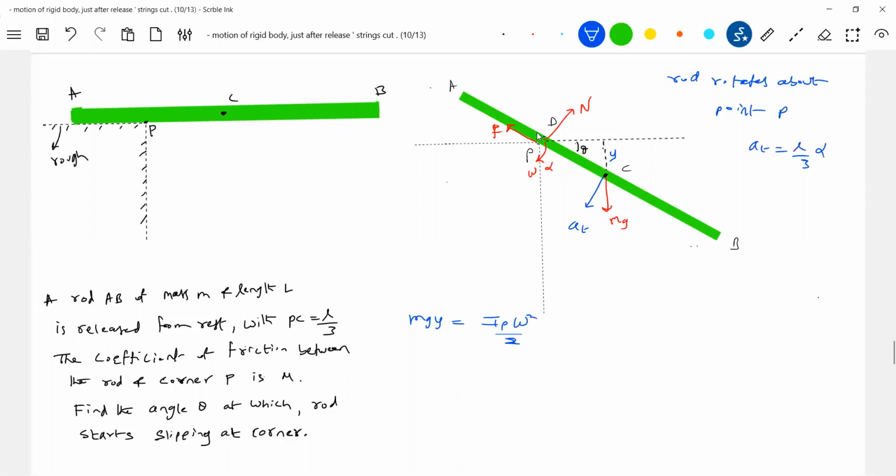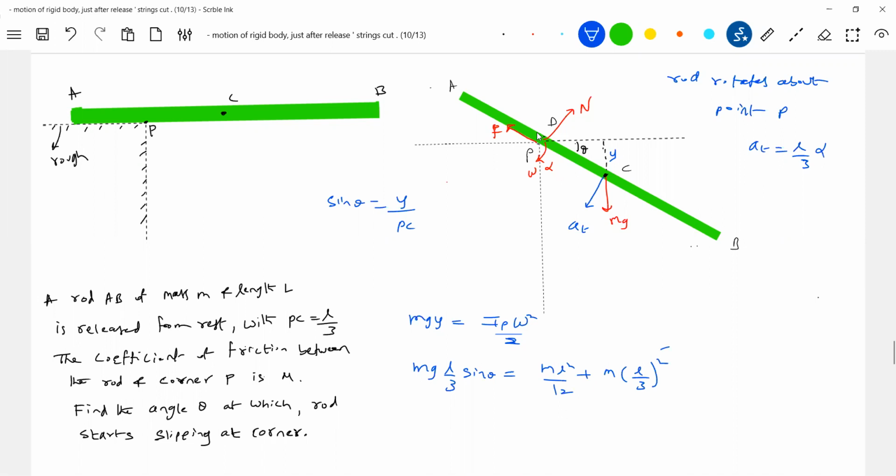So this is conservation of mechanical energy. What should be the y? Sine theta should be equal to y by PC. PC is L by 3, so y will be L by 3 sine theta. What is the moment of inertia? ml square by 12 plus m L by 3 whole square.